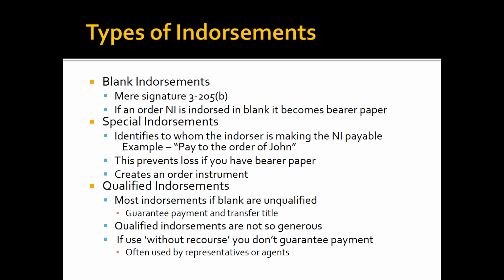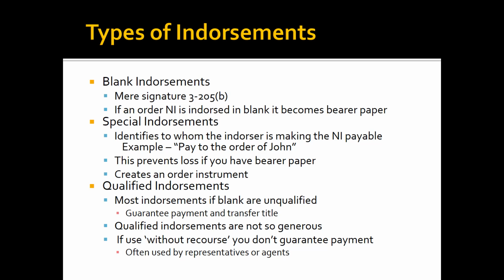If it couldn't, then you could see how the negotiation of a check would be relatively useless. Now, sometimes we see special endorsements where we're going to add things like pay to the order of John. That identifies who the endorser is making it payable to. This prevents it from becoming bearer paper. It maintains it as an order instrument.